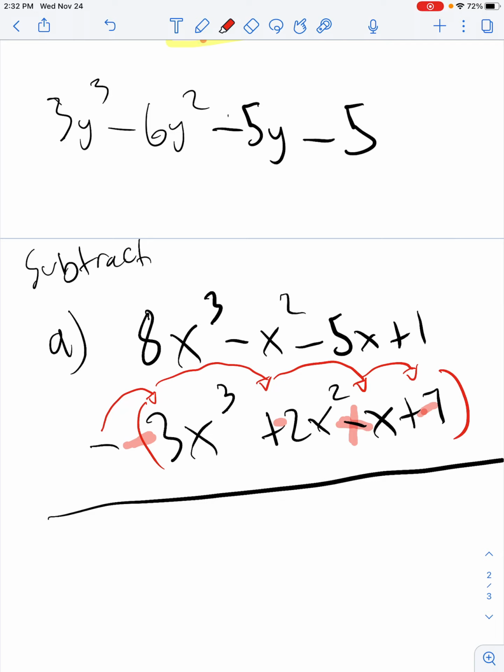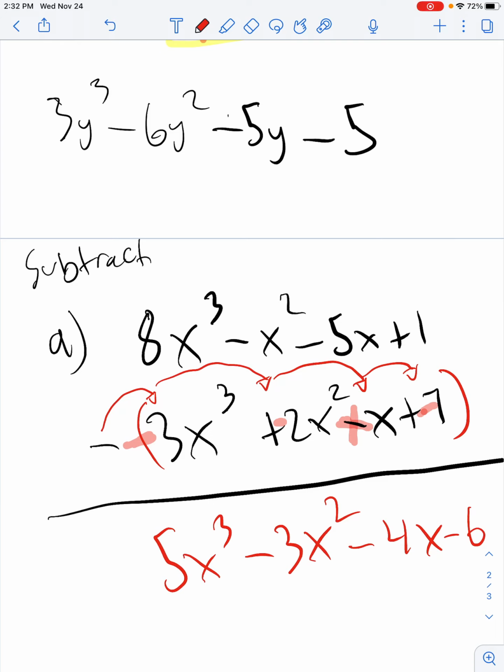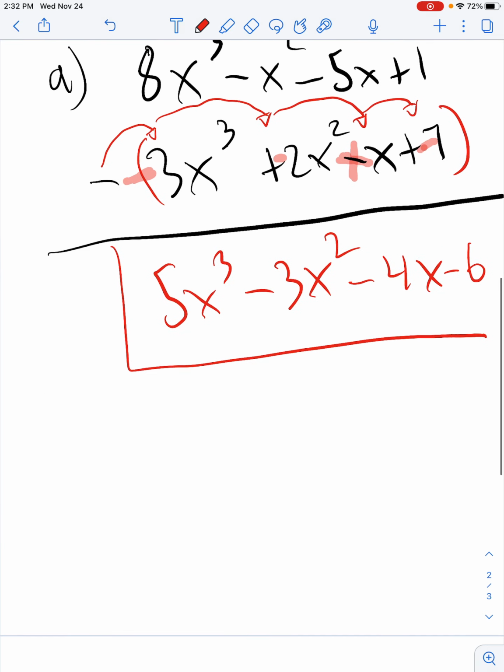So 8x to the third minus 3x to the third is 5x to the third. Negative 1x squared plus negative 2x squared is negative 3x squared. Negative 5x plus 1x is negative 4x. And 1 minus 7 is negative 6. That's as far as you can go. There's nothing left to simplify. Right?